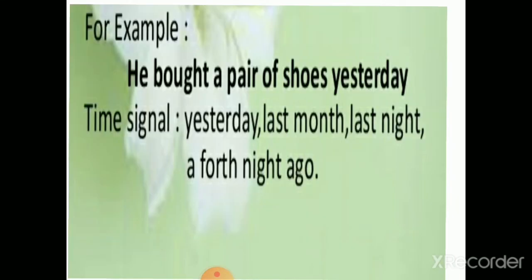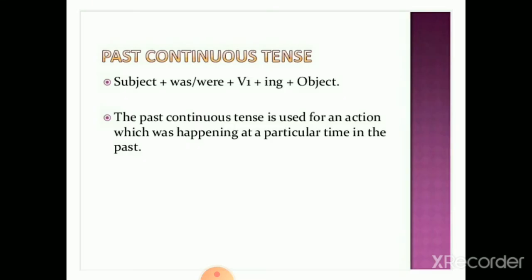Let's take an example. We bought a pair of shoes yesterday. The word yesterday shows that the time of the action is in the past. Time signals: yesterday, last month, last night, a fortnight ago. These are the time signals for the identification of simple past tense.